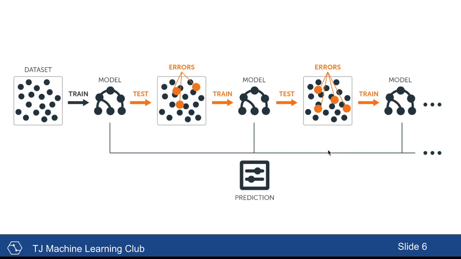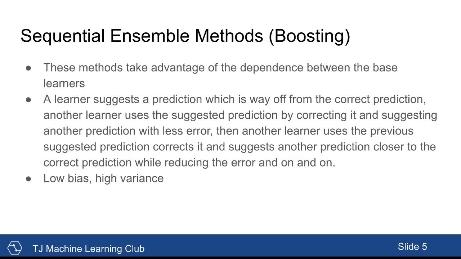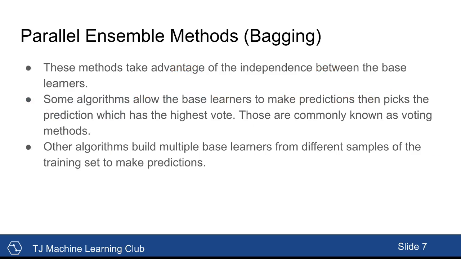It might increase the bias a little bit, but it would definitely lower the variance as well. So there's a trade-off there you have to consider. So, moving on to parallel ensemble methods, we have bagging.